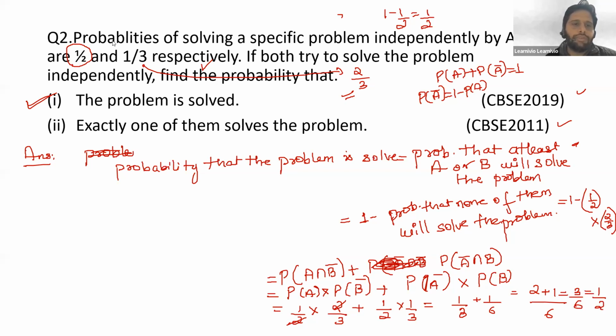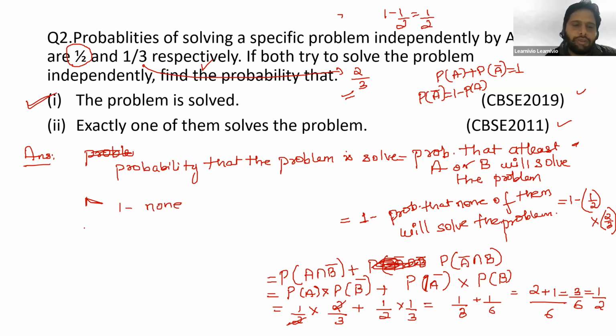And Abdur, please check the first one. They're saying, what is the probability that the problem is solved? When either A will solve the problem, when B will solve the problem, or both A and B will solve the problem. So that means at least one, sorry. So that means when at least one will solve the problem. Always remember, whenever you have a probability question, at least one will solve the problem, so that is equal to 1 minus none will solve the problem. 1 minus none. Always remember this.